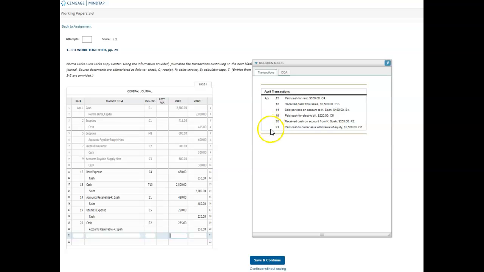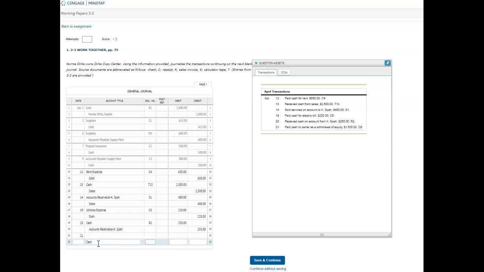Now we're going to do the last one for the 3-3 work together, which is on the 21st. Ooh, we paid cash to the owner as a withdrawal of equity. Interesting. So the owner took out cash. They drew it out. It's a withdrawal. So we know that cash is the credit.